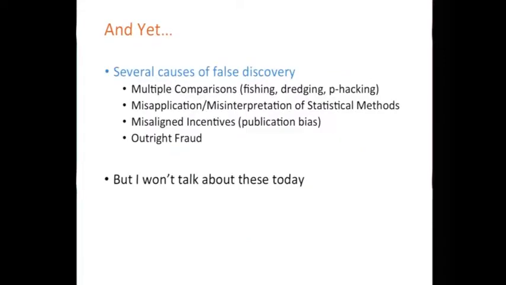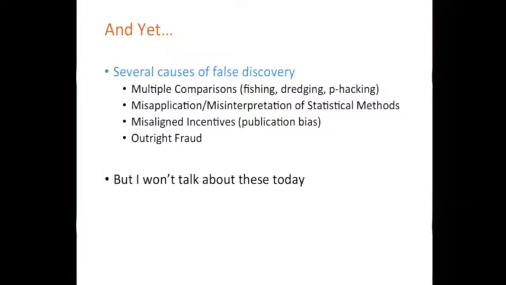And so there are many causes for this non-reproducible research, or what I'm terming broadly false discovery. So p-hacking, which is a sort of derogatory term for the multiple comparisons problem, is one of them. But also kind of misapplication, misinterpretation of statistical methods, misaligned incentives, and even just out-and-out fraud or falsification of data. But that's not what I want to talk about today.